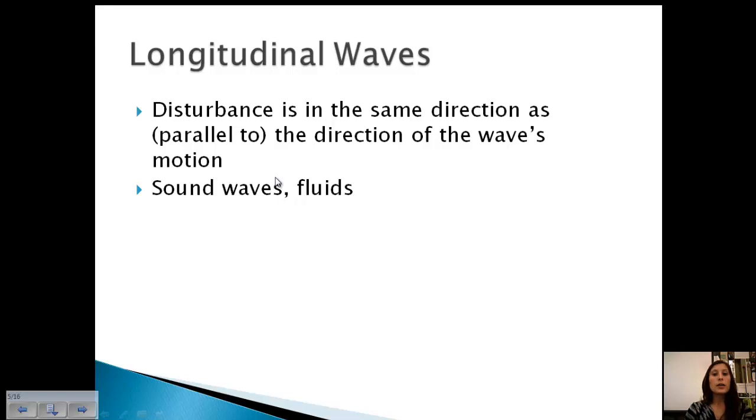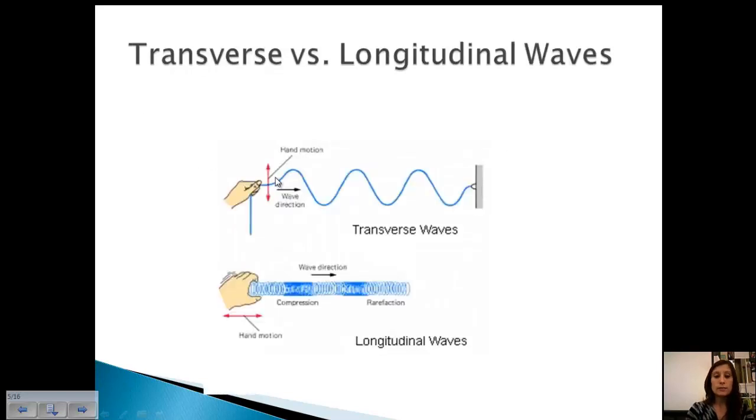Longitudinal waves are where the disturbance is in the same direction or parallel to the direction of the wave's motion. So if the wave is moving this direction, then the disturbance is also this direction. Think of like a slinky. If you were pushing it back and forth, that would be in the direction of the disturbance. Some other examples of this are sound waves and fluids behave as longitudinal waves.